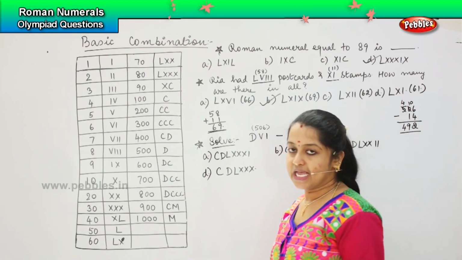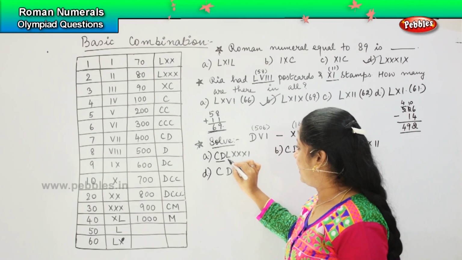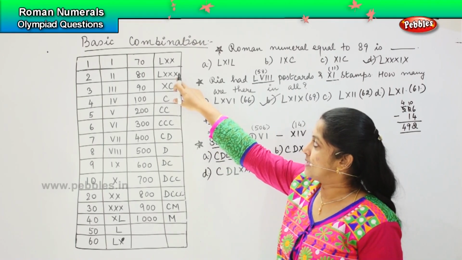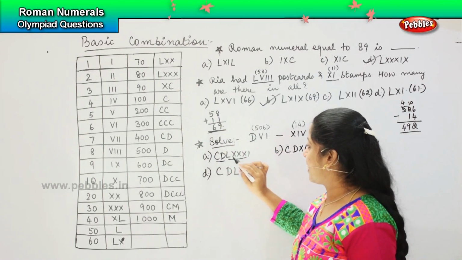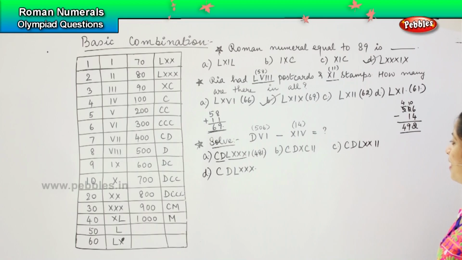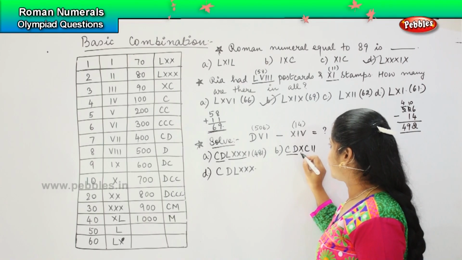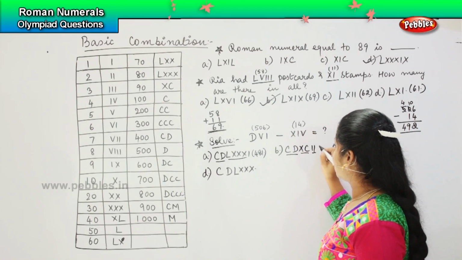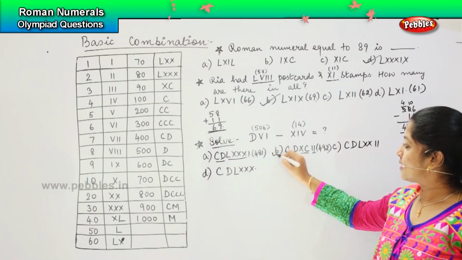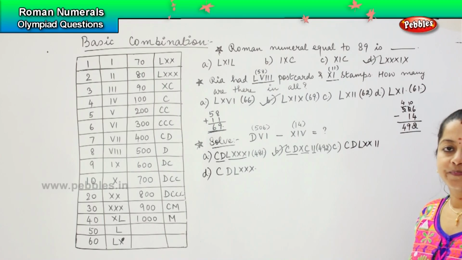Let us see which of these is having 492. So CD is 400. LXXX means how much? That is 80, right? So 481. So this is not the required answer. Next one, CD is 400, XC is 92. So this is 492. Is this what we need? Yes. So answer B, CDXCII, 492 is the right one.